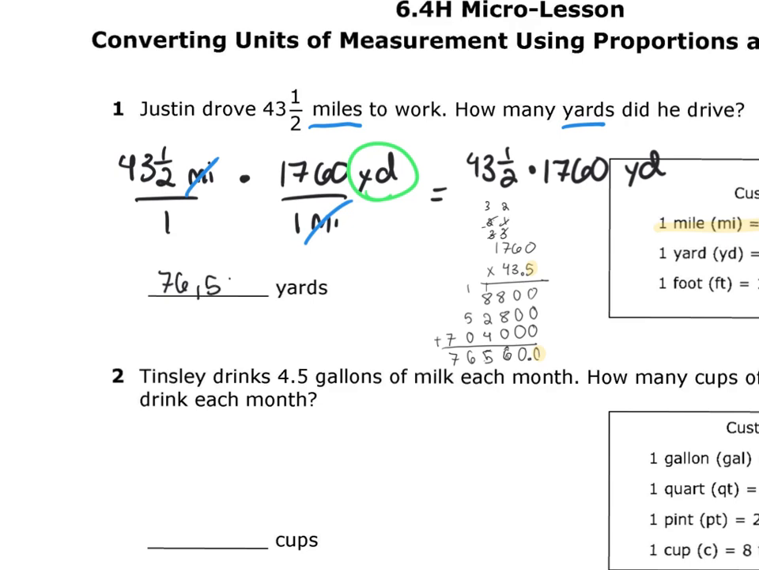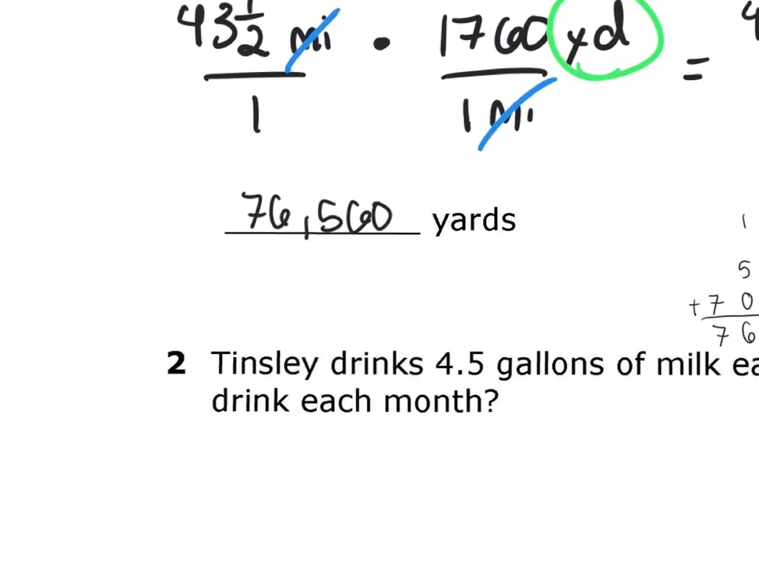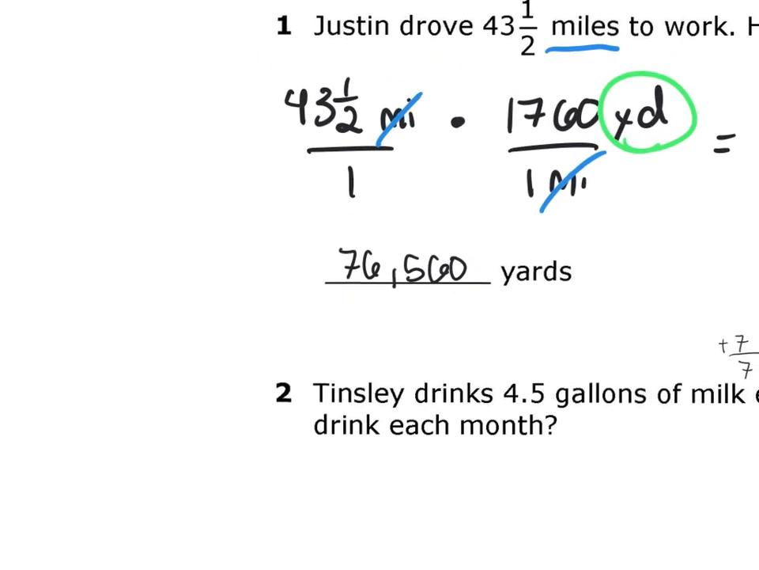76,560 yards. A good practice here really would have been to estimate what that might have been before getting started. So for example, if I was going to estimate that, I could multiply, for example, 40 times 1,800. Let's try that. I'm going to round this one up and the other one down. So I'm going to do 1,800 times 40, and then just multiply that out.